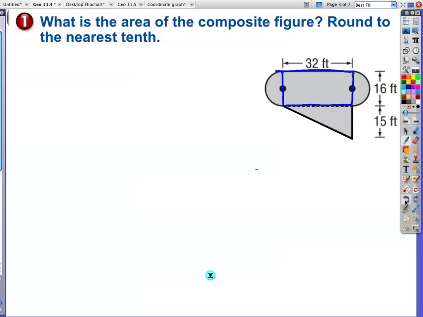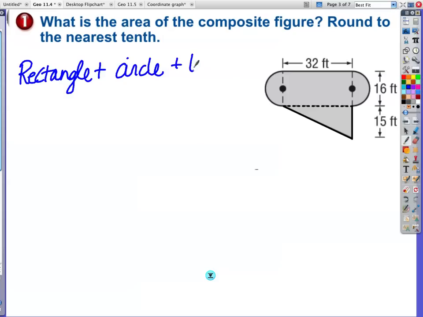All right, so let's start with the rectangle first of all. So rectangle plus circle, and I'm going to call it just a circle instead of two half circles, plus the triangle. So now I have to put all of my areas together. So the area of the rectangle, 32 by 16, plus the area of the circle. The circle is pi r squared.